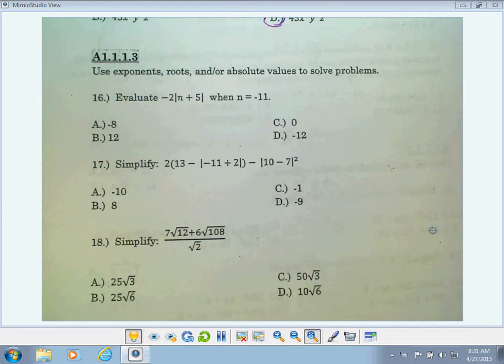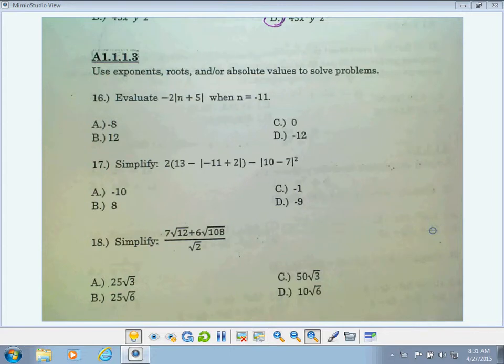This will be problem 16 through 30. The first lesson here starts off with, as you can see, using exponents, roots, and absolute values perhaps to solve problems. So we're going to be simplifying in a whole bunch of different ways here. So let's take a look at what we have here.